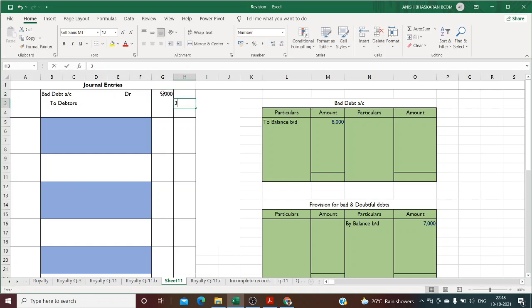So bad debt amount 3,000 to 3,000. Narration: further bad debts. So the posting will be in bad debt account to debtors 3,000.